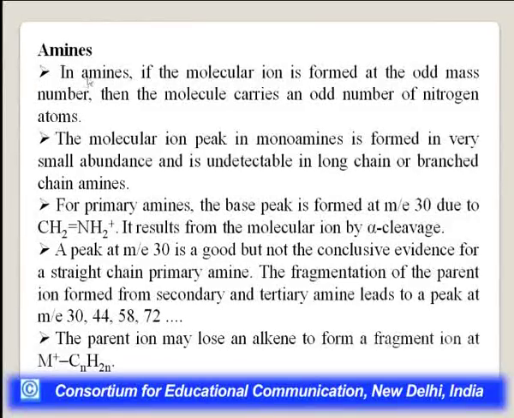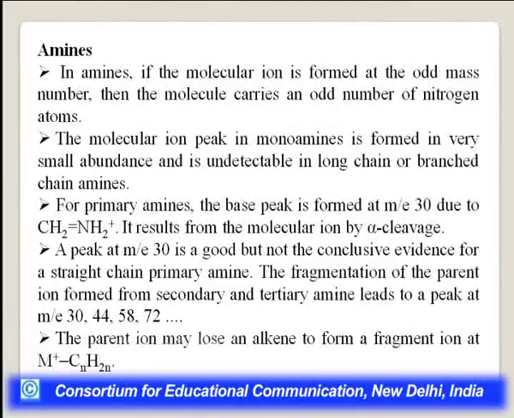Now amines. In amines, if the molecular ion is formed at an odd mass number, then the molecule carries an odd number of nitrogen atoms. The molecular ion peak in monoamines is formed in very small abundance and is undetectable in long chain or branched chain amines. For primary amines, the base peak is formed due to a fragment observed at a mass to charge ratio of 30, and it results from alpha cleavage of the molecular ion. This peak is a good but not conclusive evidence for a straight chain primary amine.